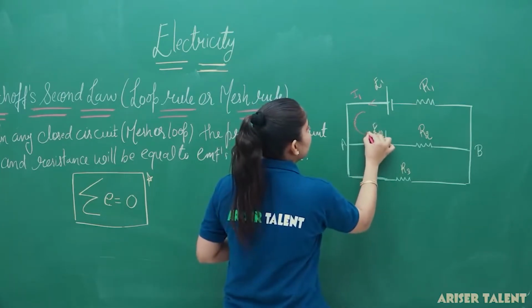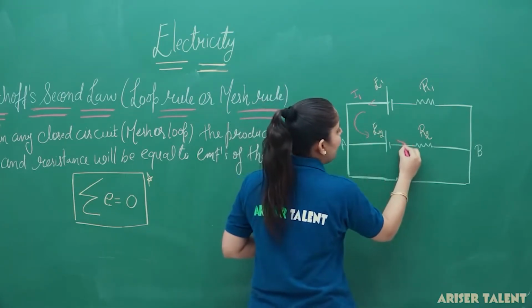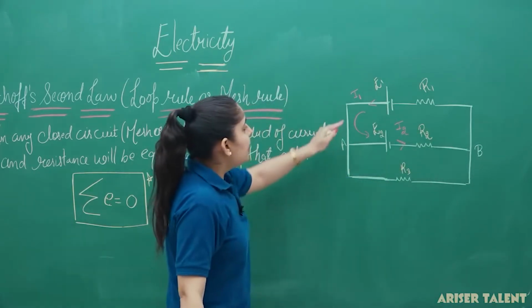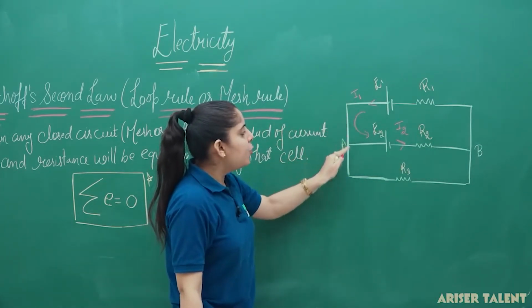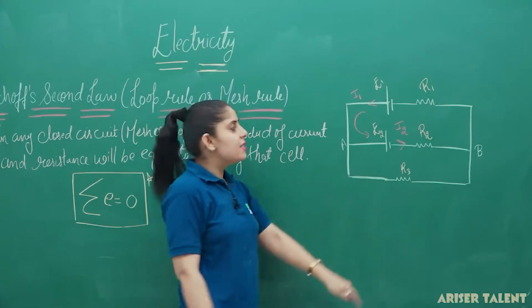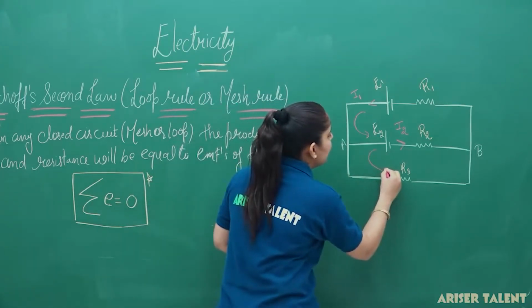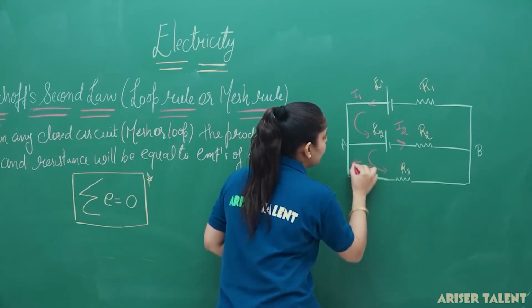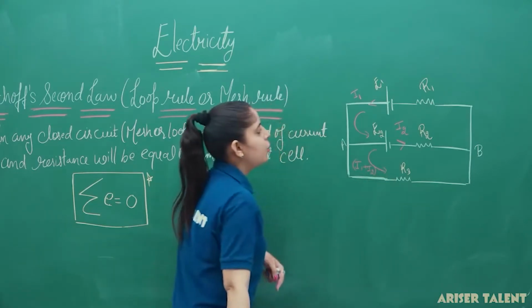I1 current is flowing in this circuit. From this E2 battery, let's assume that the current flowing is I2. Now, if this I1 current and I2 current go into the third resistor, it will get the sum of I1 plus I2. So, for the third resistor, what am I getting? The sum of I1 and I2.